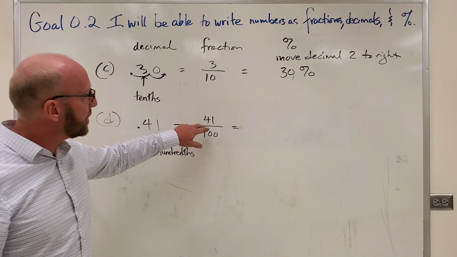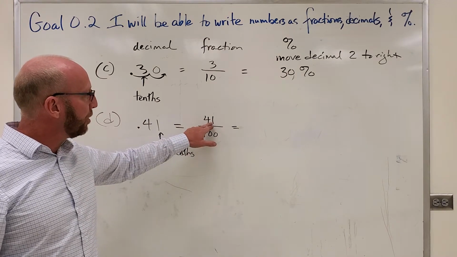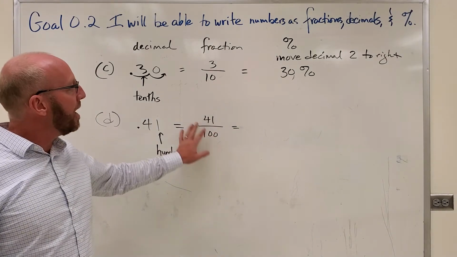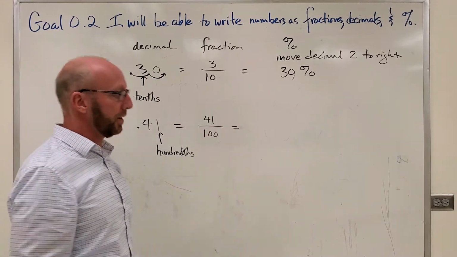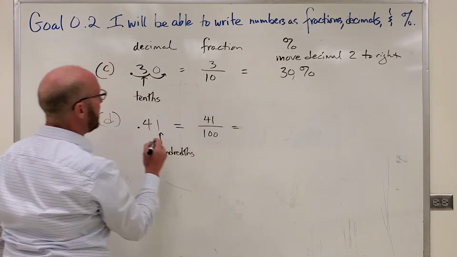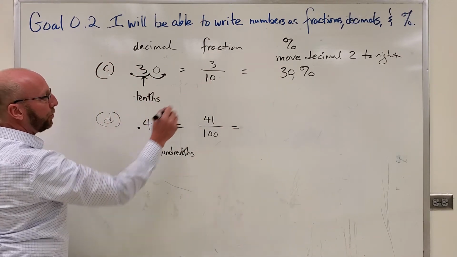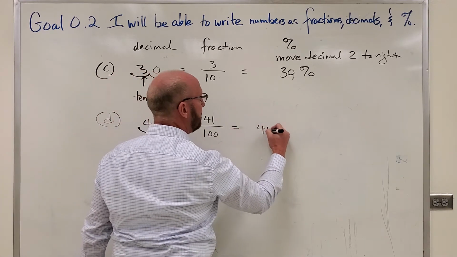Can I reduce this? This is odd, this is even, and this is prime. So I cannot reduce this. This is in its reduced form. If you can, please reduce it. And then, to make it a percent, I move the decimal 2 to the right. 1, 2, it's 41%.